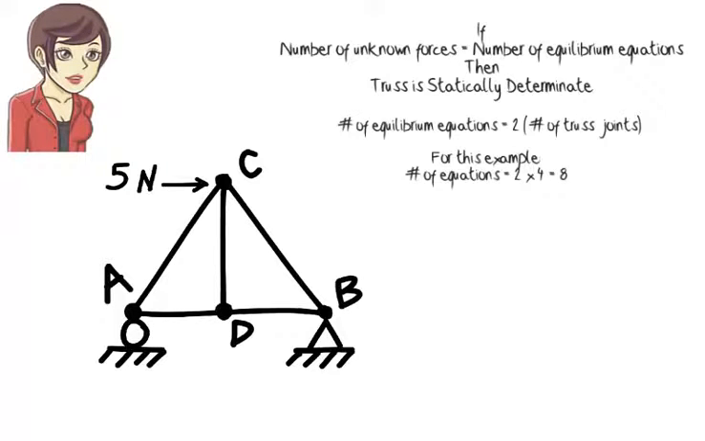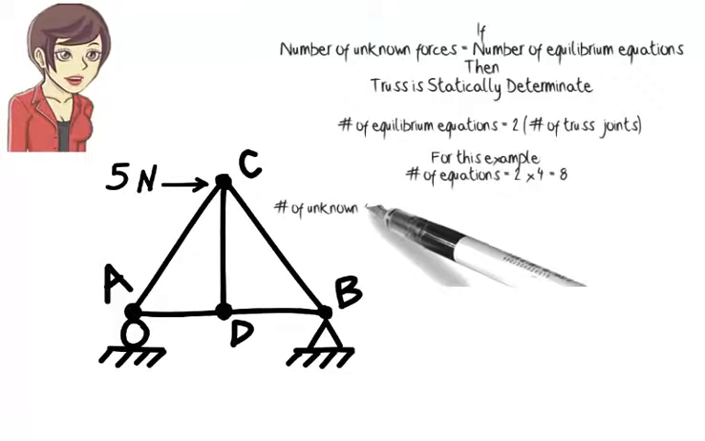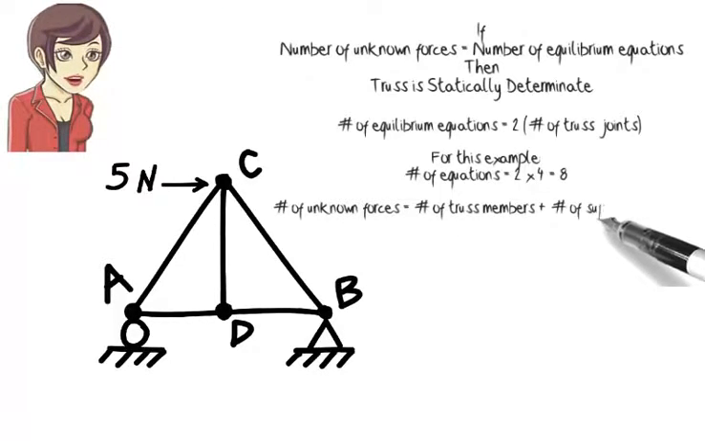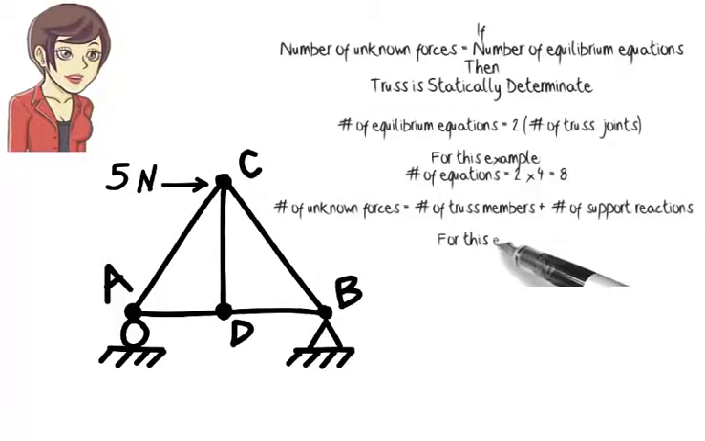Why 2 times the number of joints? I am going to answer this question in a minute. For now, let's just accept it as a fact. But what about the number of unknown forces? The total number of unknown forces in a truss equals the number of its members plus the number of its support reactions. Here, the truss has 5 members. Each member carries an axial force which needs to be determined. So, there are 5 unknown member forces.